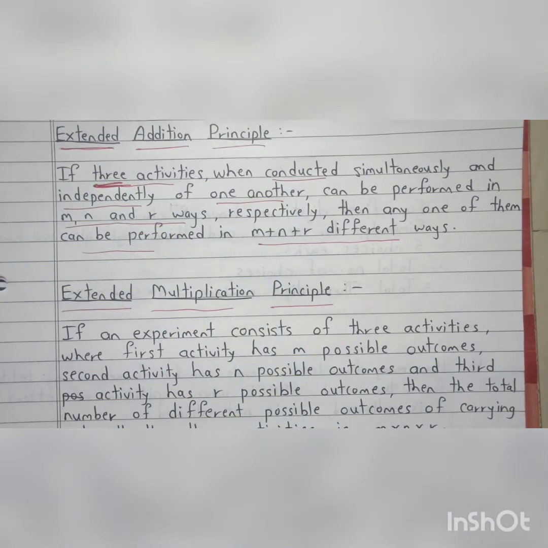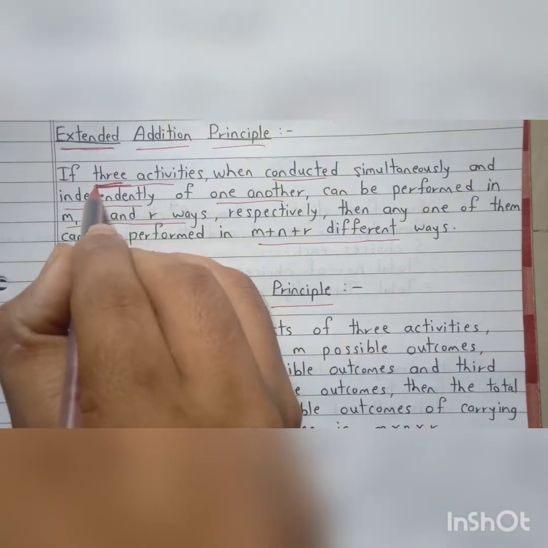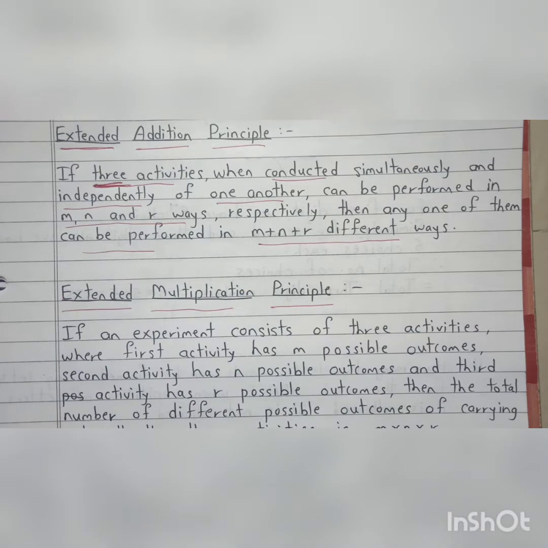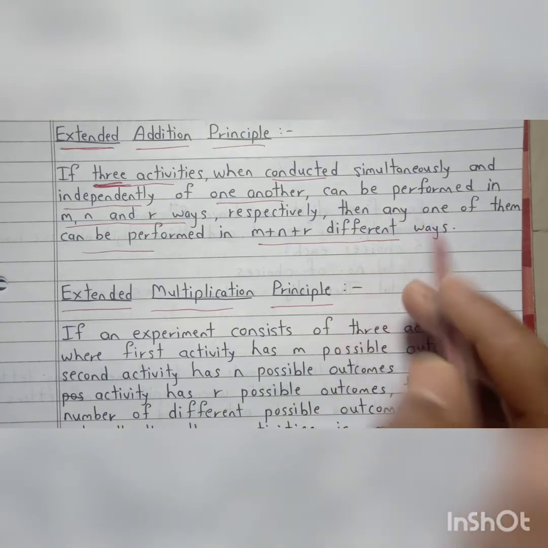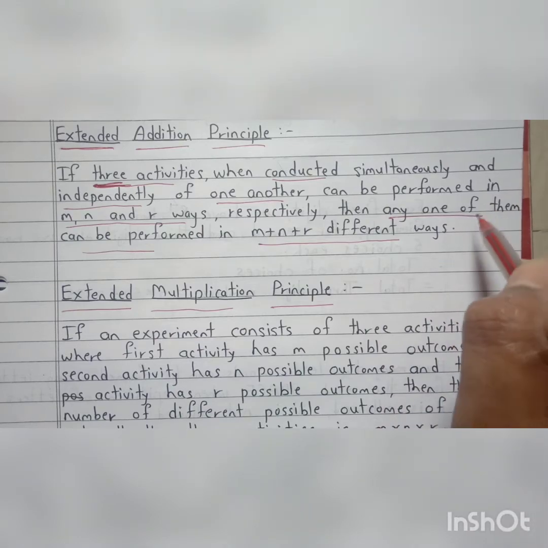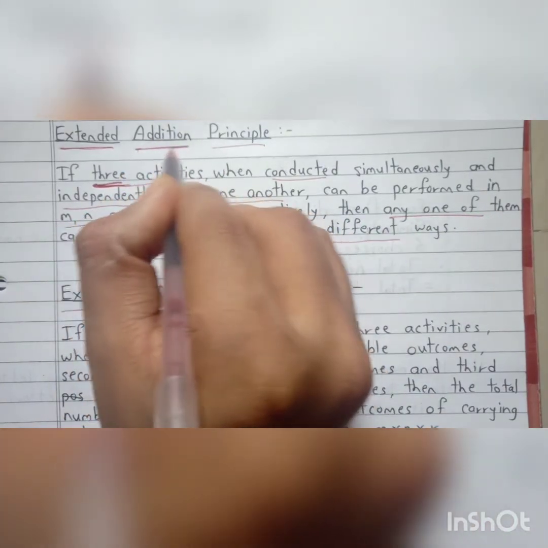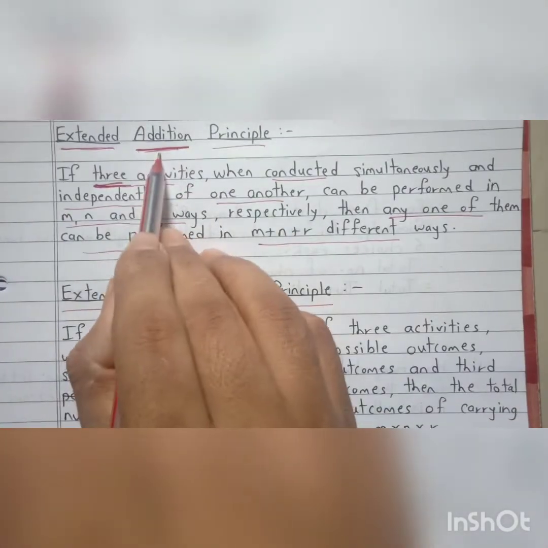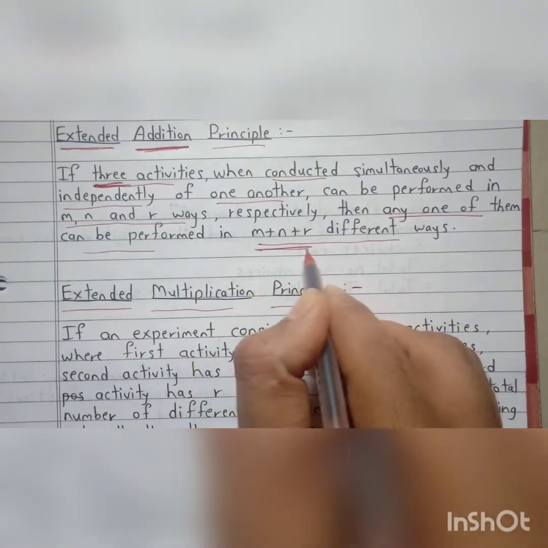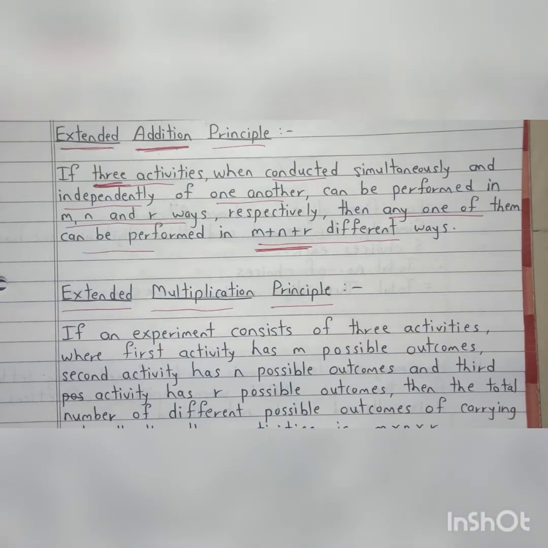The main point of this extended principle is that no matter by what number you increase the number of activities, whether it is 3 which is written here, or 4, 5, 6, 10, 15, 20, anything, the principle stays the same. If you want to do any one of them, then you have to apply the addition principle. And what this addition principle says is that it should be done in M plus N plus R, meaning you have to add the number of choices or the number of ways which are available to you.